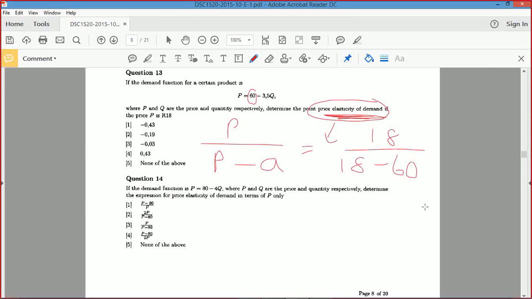Okay, so the answer is 18 over 18 minus 60. It's going to be negative 0.4285. So therefore it's going to be number 1. Good. Okay, so I helped you with that one because you needed to remember this. You should be able to do 14 now. Do 14.